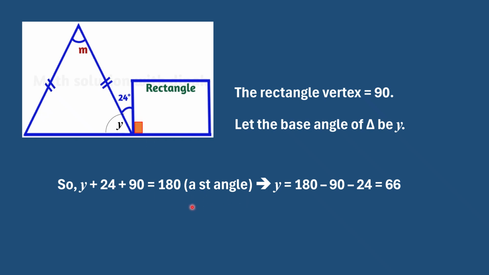So y will be equal to 180 minus 90 minus 24, you take 24 and 90 to the other side. That is 66. So the value of y is 66 degrees. That's the value of the angle y. The angle y, the base angle of the triangle, is 66, because this y plus 24 plus this 90 of this rectangle, the total should be 180. So y is 66.